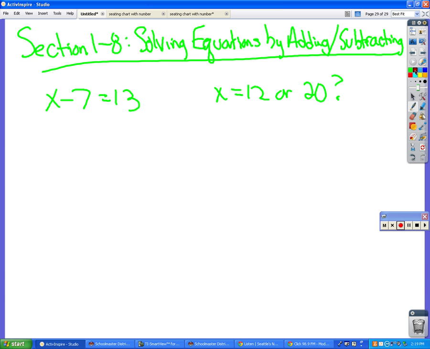Okay, good, because you're doing the inverse operation. So instead of doing negative 7, you're going to do plus 7. But since it's an equal sign, I have to make sure that both sides are equal. So if I add 7 to the left side of the equal sign, then I have to add 7 to the right-hand side as well. When I do that, what happens to the minus 7 and the plus 7?